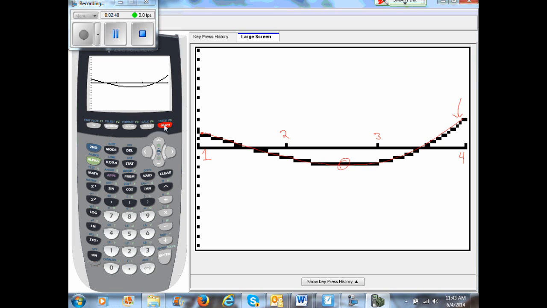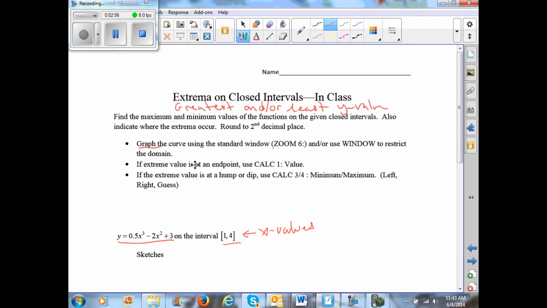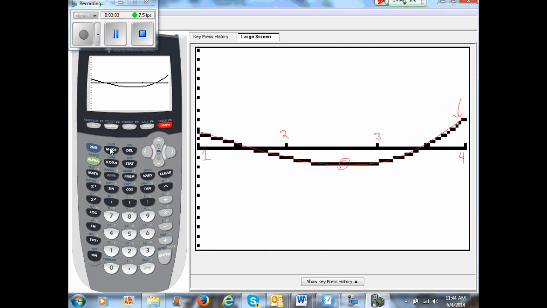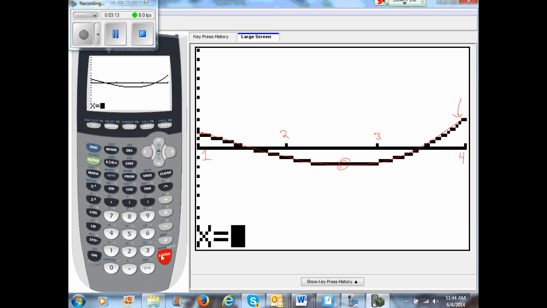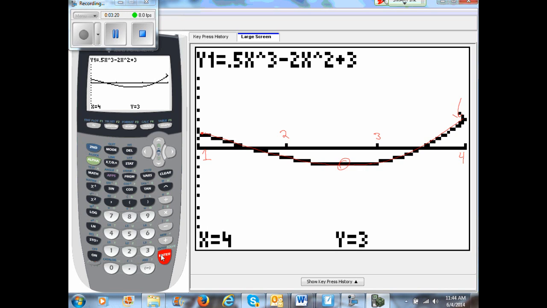So since I'm very certain that the greatest y value is at 4, I'm going to follow the advice of our sheet right here that says, if the extrema value is at an endpoint, use calc value. So we'll go back to our calculator, and we will use calc value, which is second. Calc value is already lit up, so we'll click that. And now it's just asking, well, you want the y value where? Well, we want the y value at 4. So we just type in 4 and press enter, and we get a y value of 3.